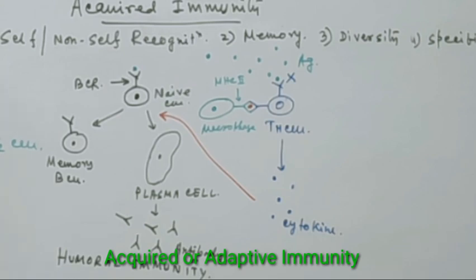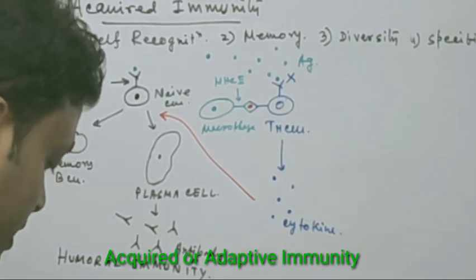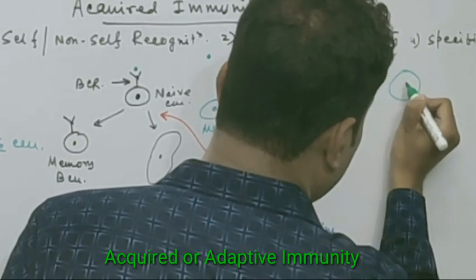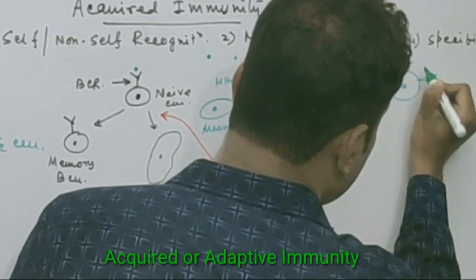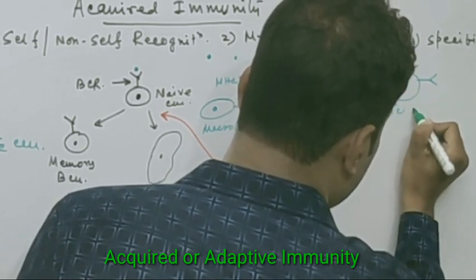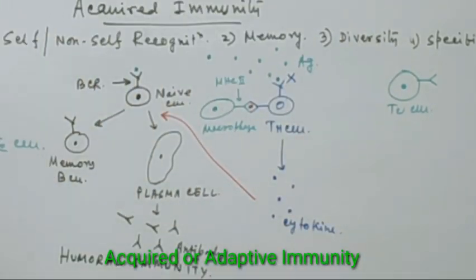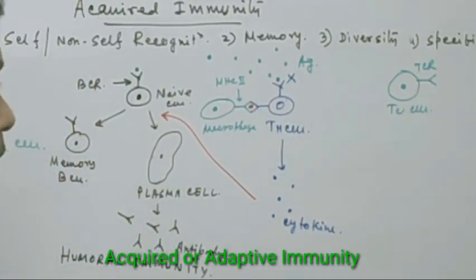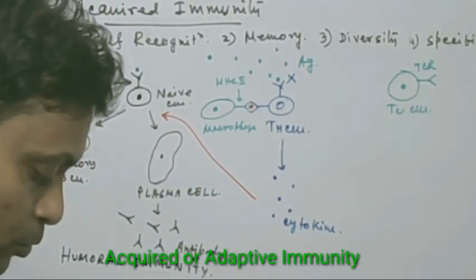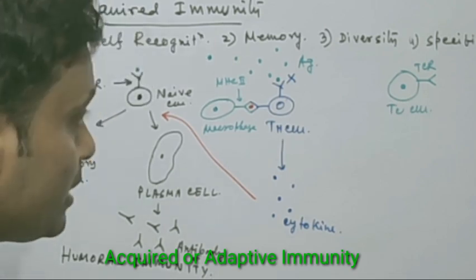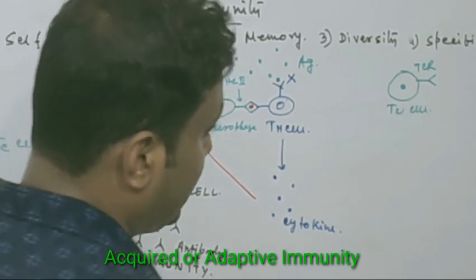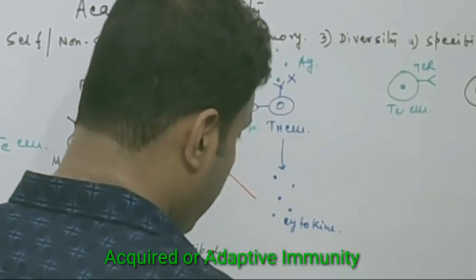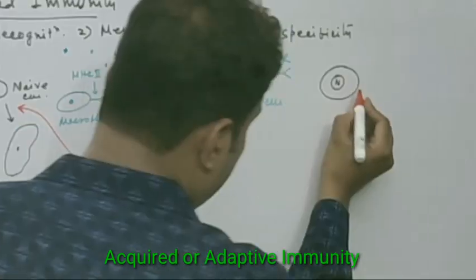Okay, again, another type of cell is called the TC cell, or the cytotoxic T cell. The cytotoxic T cell also has a T cell receptor. This T cell receptor also cannot bind directly with the particular antigen. Actually, the TC cell acts against the viral infected cell. Suppose this is a cell which is infected by virus.